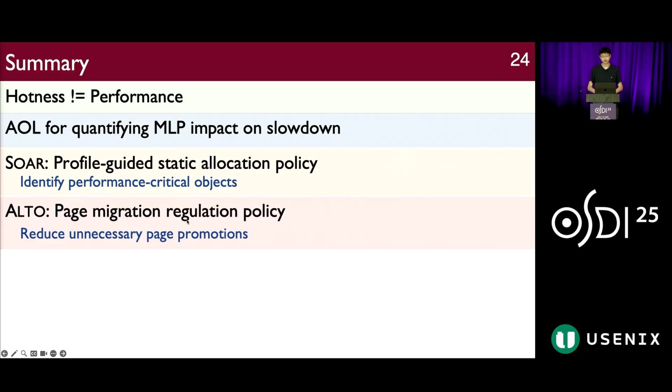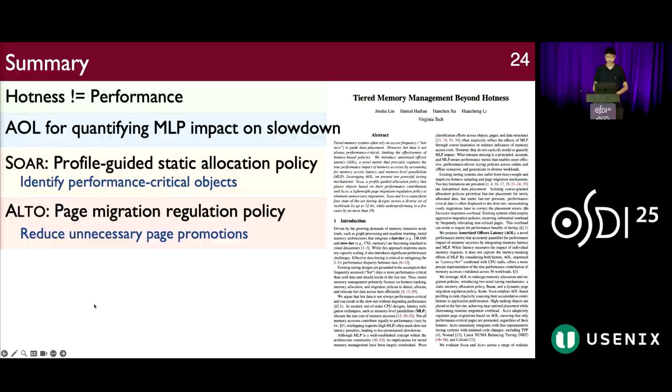To summarize, we argue that hotness is not enough to describe performance. And then we define AOL as a new metric to describe MLP impact on slowdown. We further apply AOL on memory allocation and also use it for regulating page migration. Please refer to our paper for more details, such as evaluation on workloads and evaluation under memory bandwidth contention.